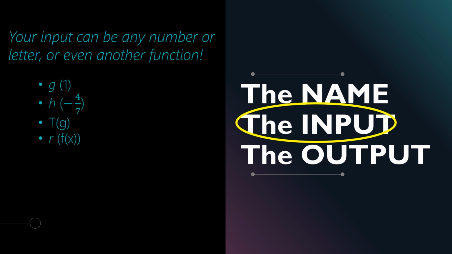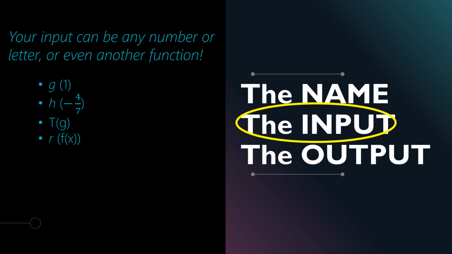So you can see here, we have g of 1. We have an input in the function name g. We're going to input the number 1. In the function named h, we're going to input the number -4/7. In the function named t, we're going to input the letter g.